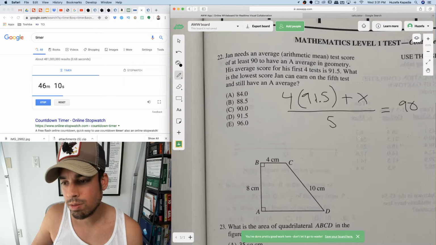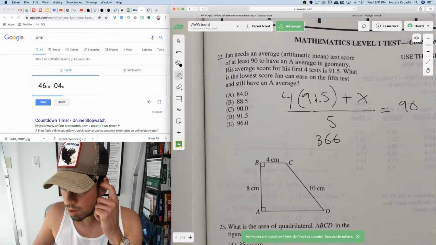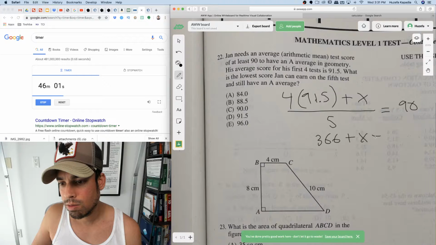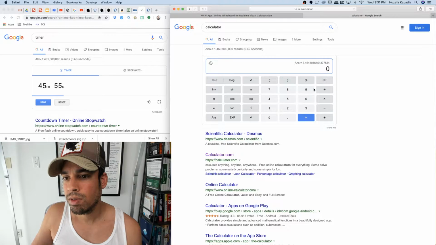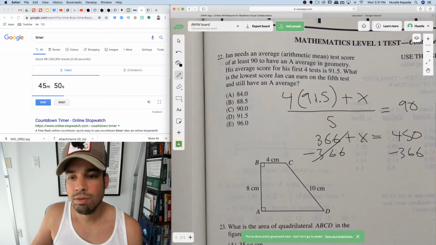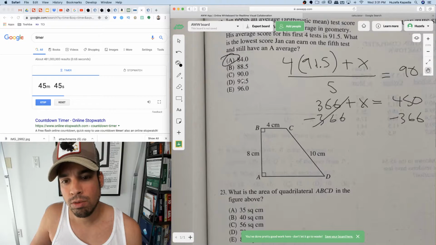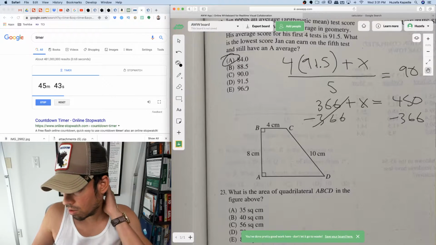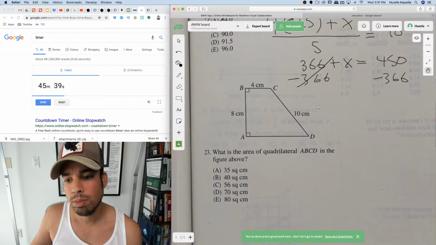Let's solve. Multiply both sides by 5, and hold on, let's multiply this first. 366. But use a calculator for that, don't do it mentally. That's 366 plus x equals 450, and then we subtract 450 minus 366 equals 84. Boom. That makes sense too. These two don't make sense because he's already above a 90, so it obviously has to be lower than a 90. And 90 doesn't make sense either. So it's one of these two, but it's that one.